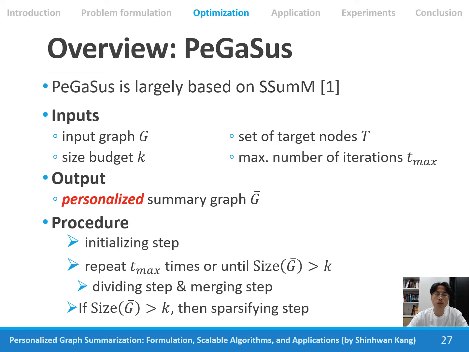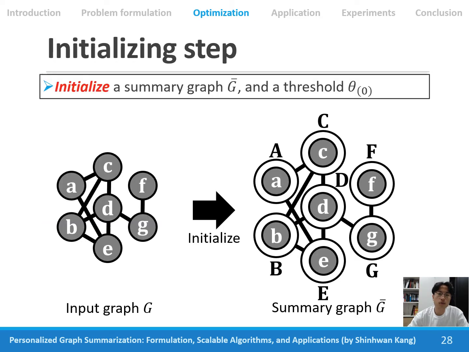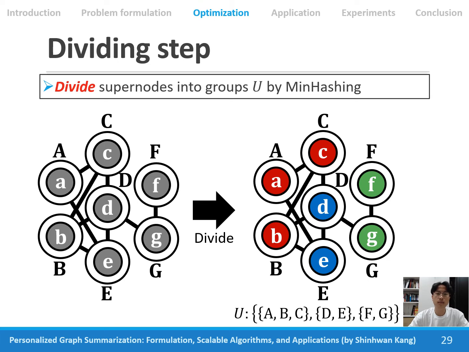Let me describe each step in detail. In the initializing step, we initialize the superedges and supernodes of the summary graph as shown in the figure, and we set a threshold to 0.5. Note that each supernode in this figure contains exactly one node. Next, in the dividing step, we divide the supernodes of the summary graph into groups U. By exploiting min-hashing, we get groups of supernodes with similar connectivity. In this figure, we represent the same group with the same color.